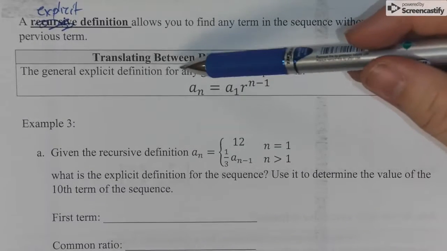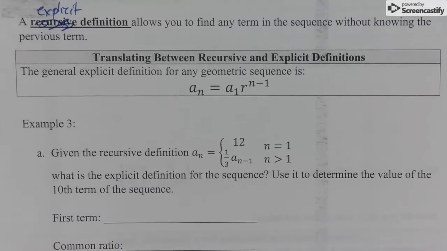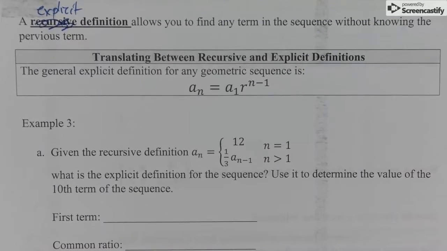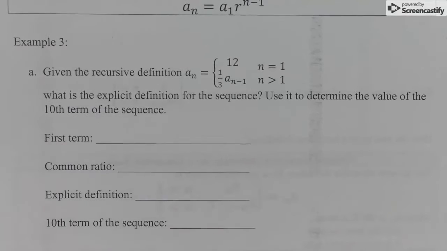The general explicit definition for any geometric sequence is given by A sub n equals A sub 1 times r to the n minus 1 power. So example 3a: given the recursive definition A sub n equals 12 if n equals 1, and 1/3 A sub n minus 1 if n is bigger than 1, what is the explicit definition for the sequence, and then use it to determine the value of the 10th term of the sequence.